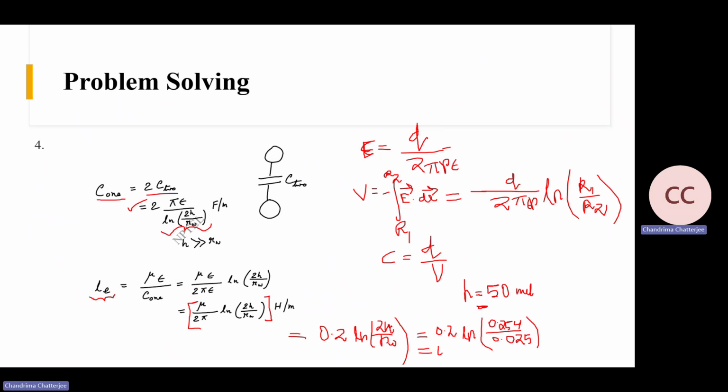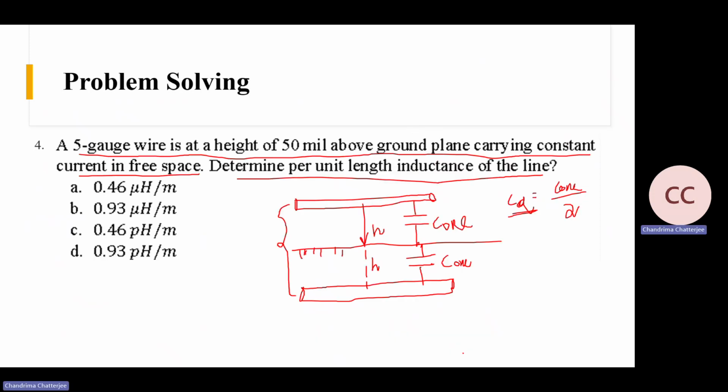This becomes 0.46. 0.46 microhenry per meter. Fine. Okay.